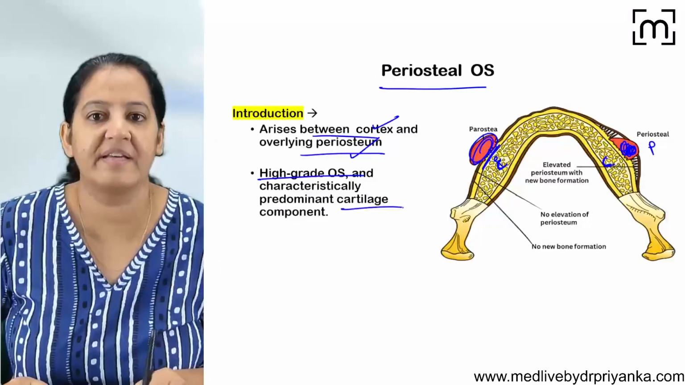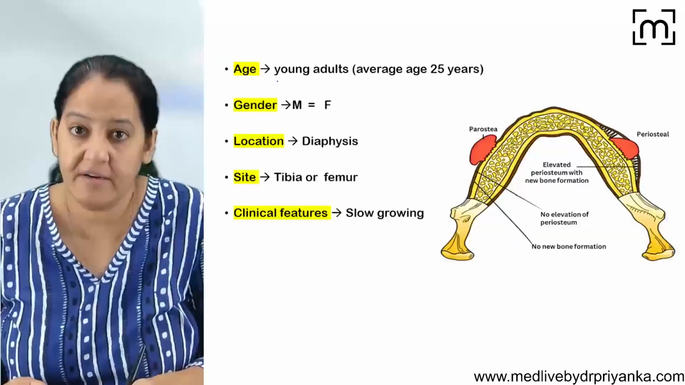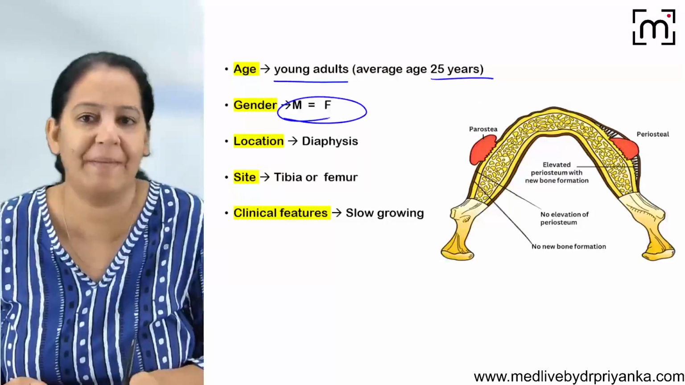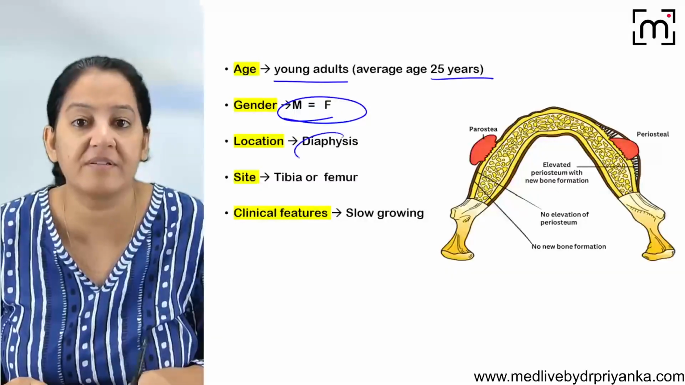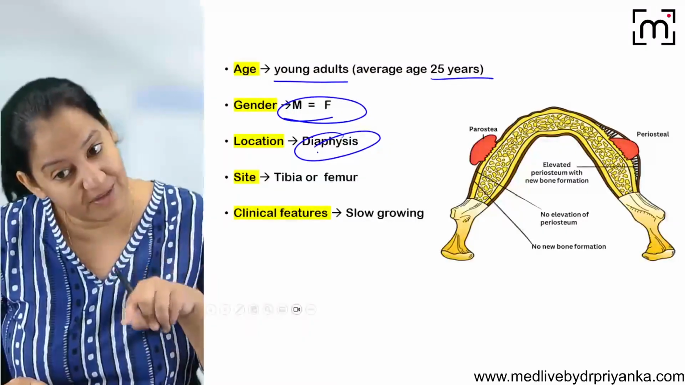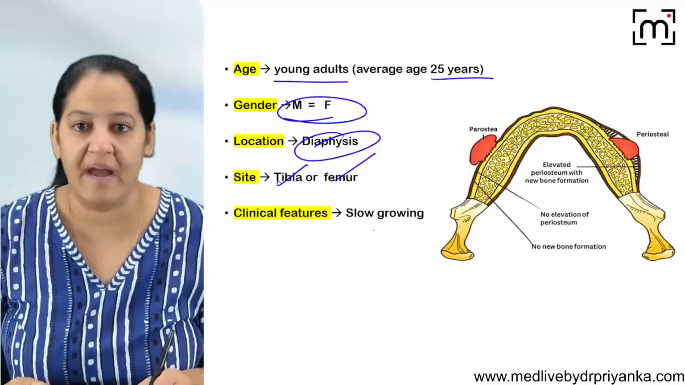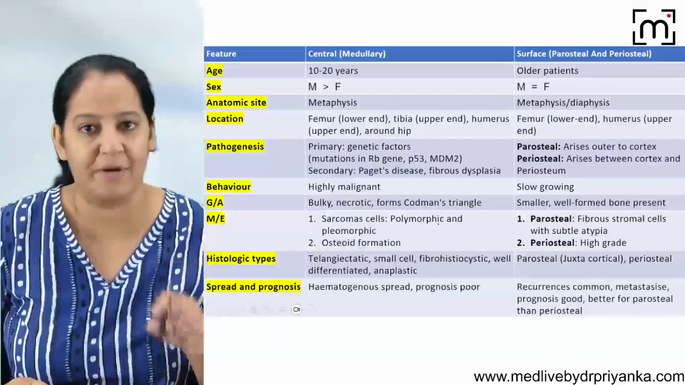And predominantly it contains cartilage. It occurs in young age, nearly 25 years. It is also the same in male and female. There is no gender predilection, but it occurs in the diaphysis. The parosteal was occurring in the metaphysis. This one occurs in the diaphysis. The site is the same, tibia or femur, and it is also slow growing as compared to the central one.